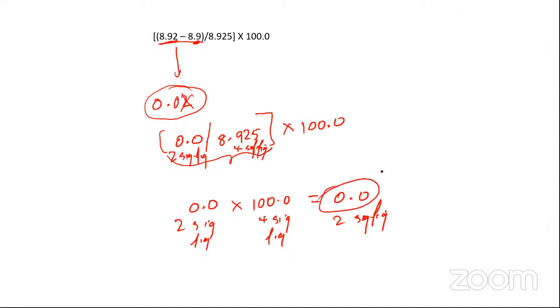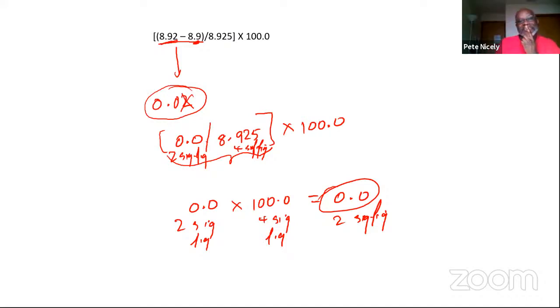Wait, but I thought you said that the 0 before the decimal doesn't count. So would it just be 1 sig fig? Hold on, good question. Let me see here.